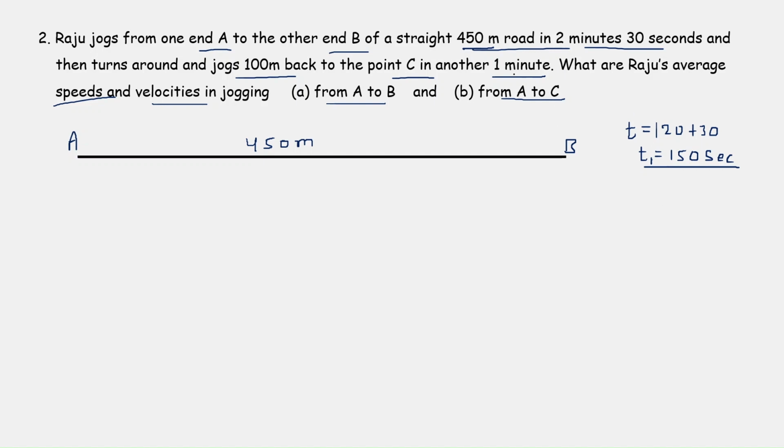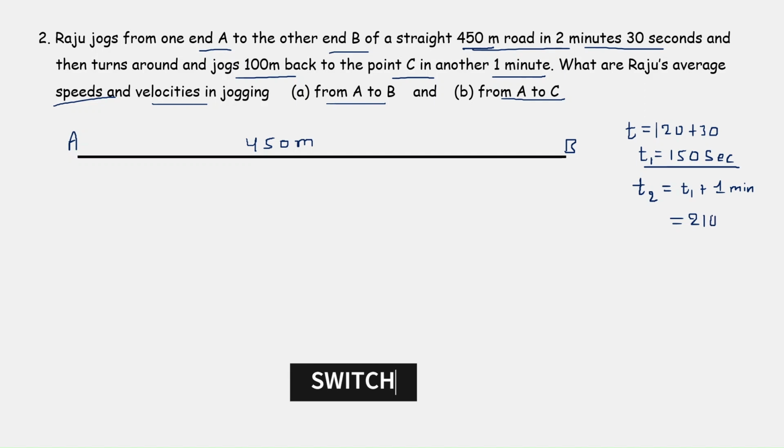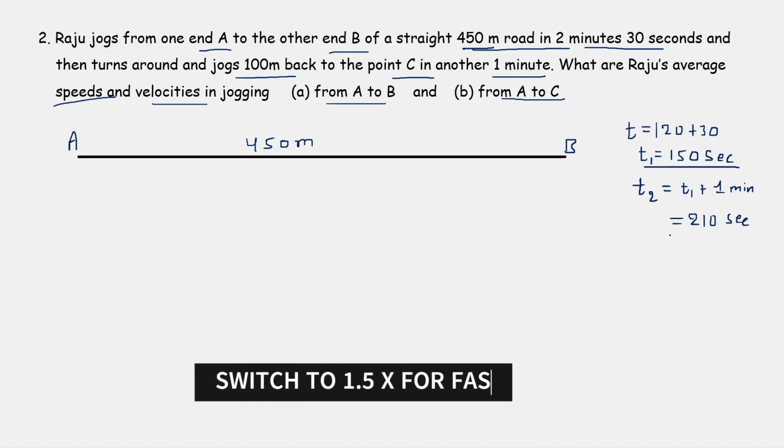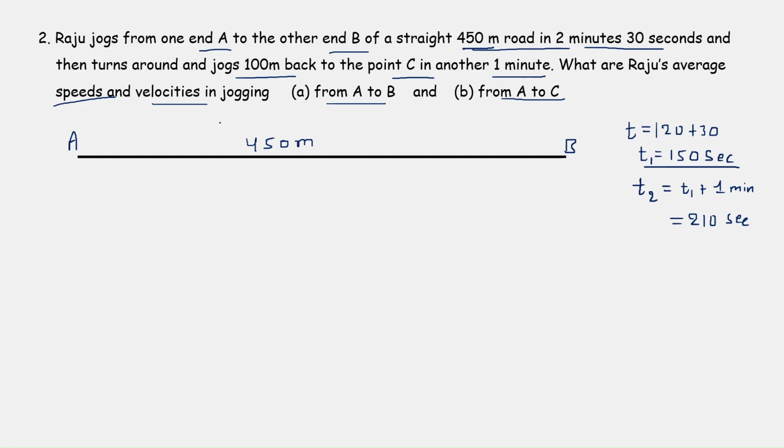And T2, if you consider, will be T1 plus 1 minute. Okay, the total time, which equals 150 seconds plus 60 seconds, which is 210 seconds. So this will be the total time in the second case. So let's go forward and solve from A to B.